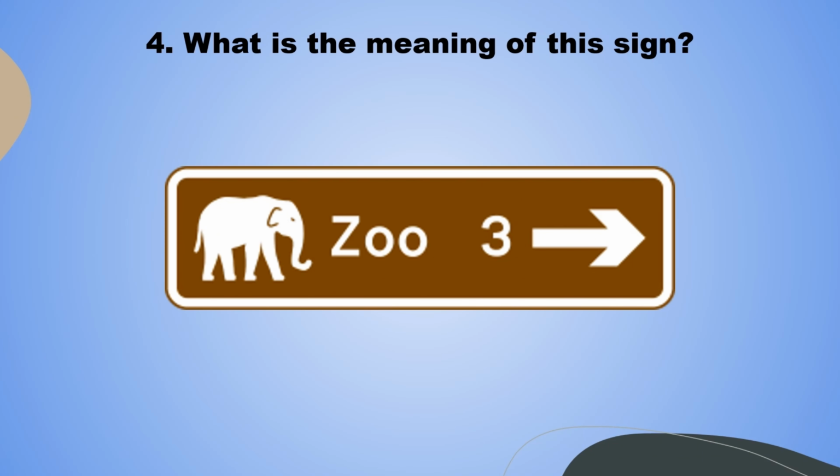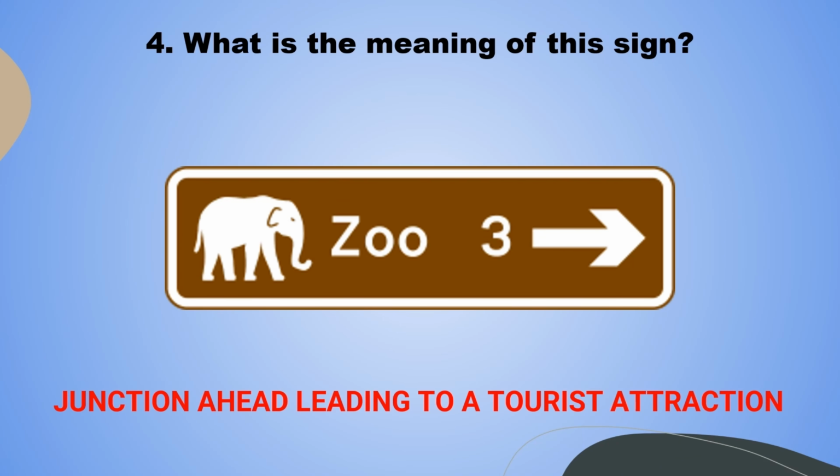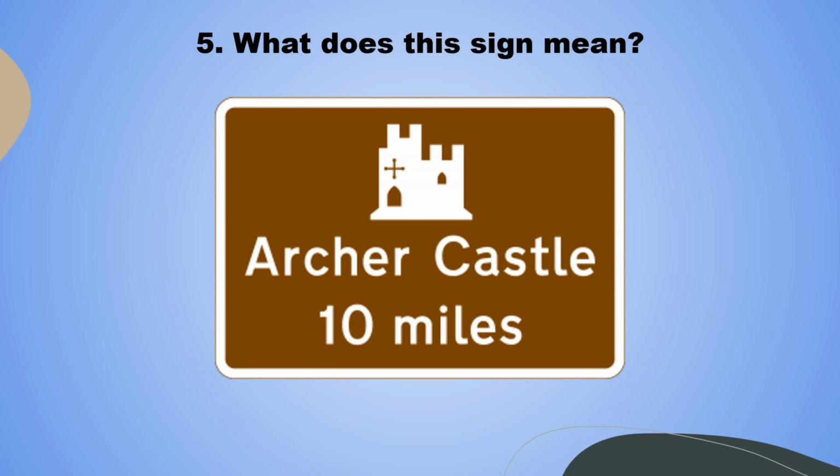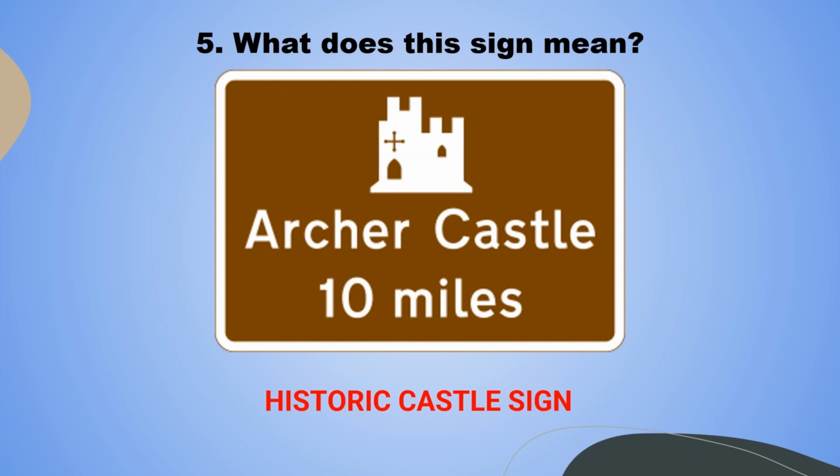The next sign, if you have a look at this sign, I think that it's quite easy to recognize. You can see that you have an elephant there, then you have the word zoo on it, and an arrow pointing to the right. So this sign means that the junction ahead is leading to a tourist attraction. In the case of this particular sign, the junction ahead would be leading you to a zoo. And let's move on to the next sign. Let's see if we know what this sign means. This is actually a historic castle sign.